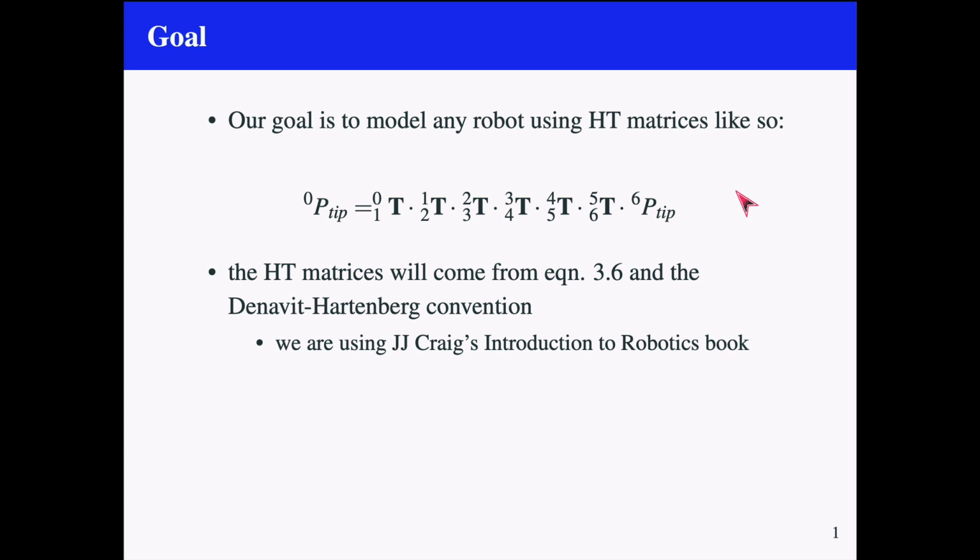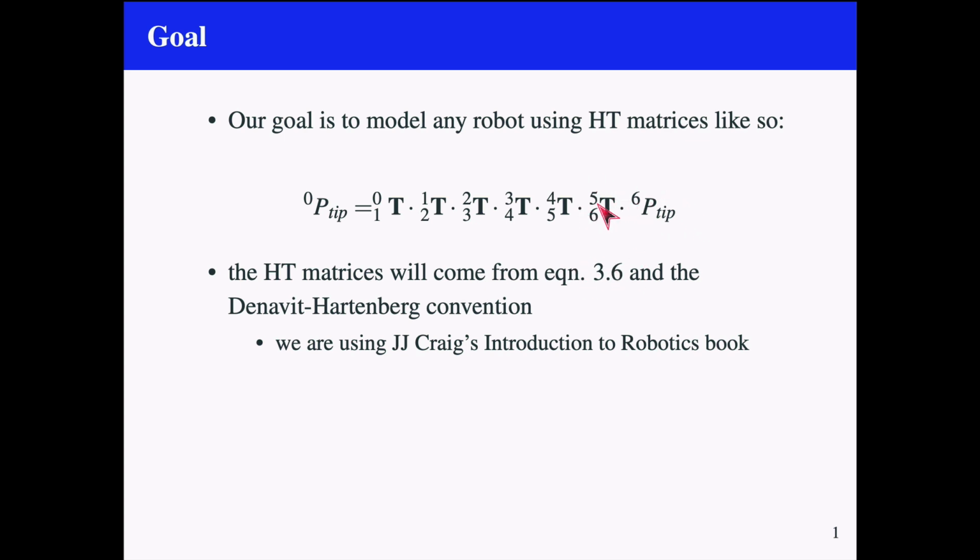So the big idea is that we want to model any robot using a series of HT matrices. These will come from the Denavit-Hartenberg convention as part of equation 3.6 in the book that we're using, John J. Craig's Introduction to Robotics book. Each of these models one robot joint and link combination. We'll talk about that when we get to chapter 3.